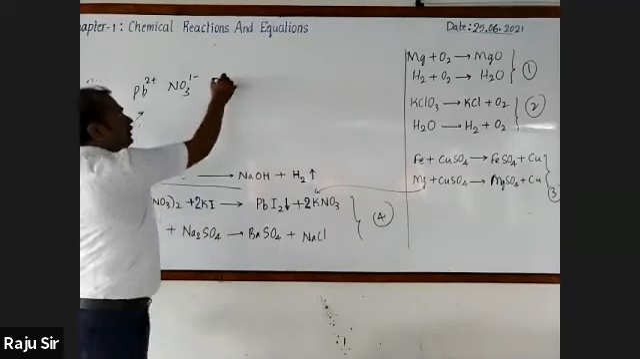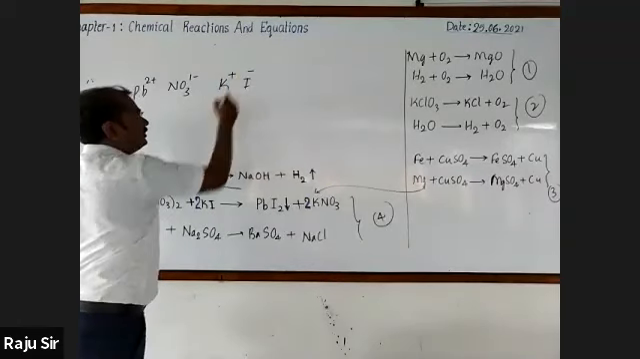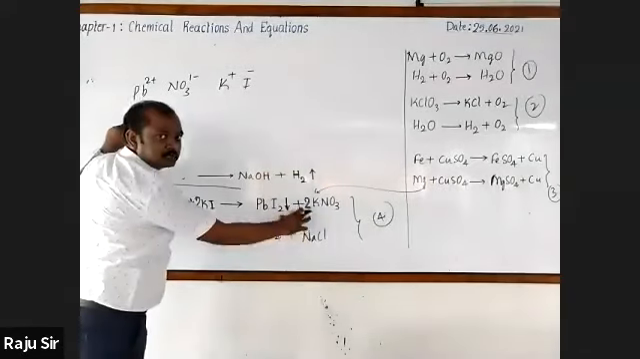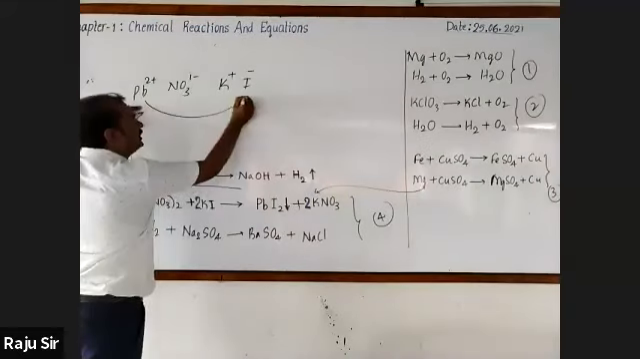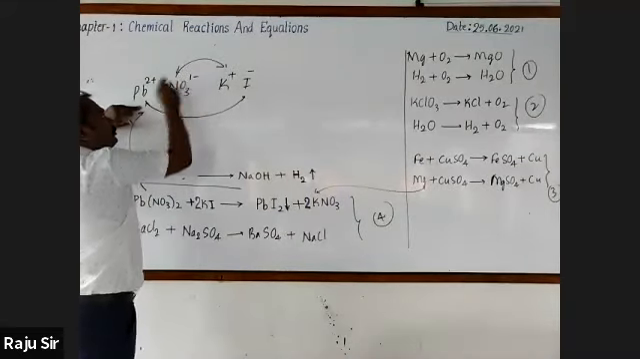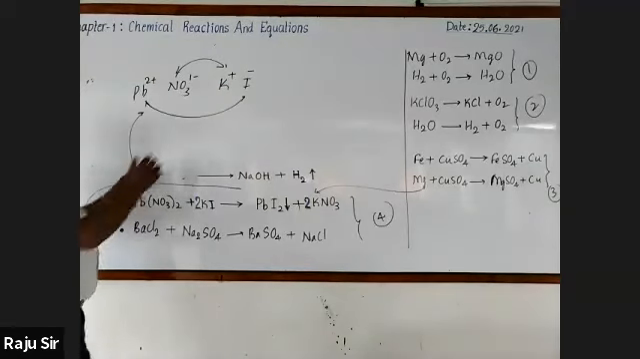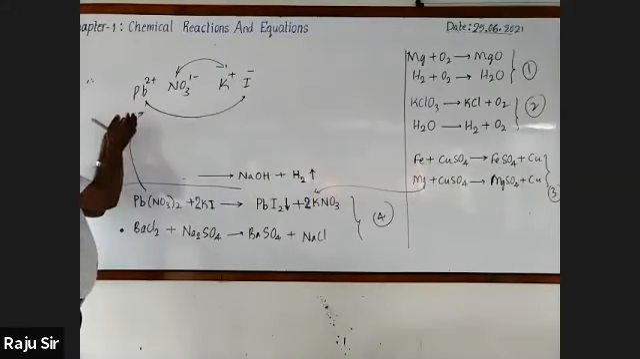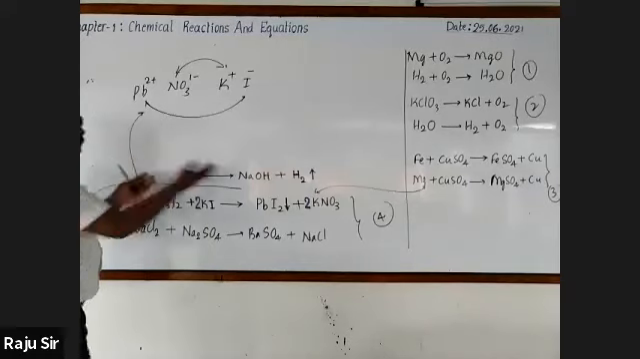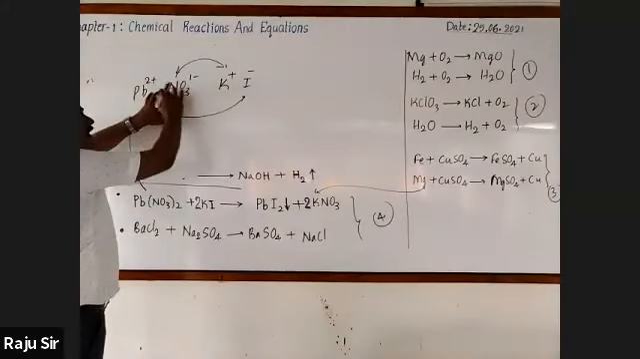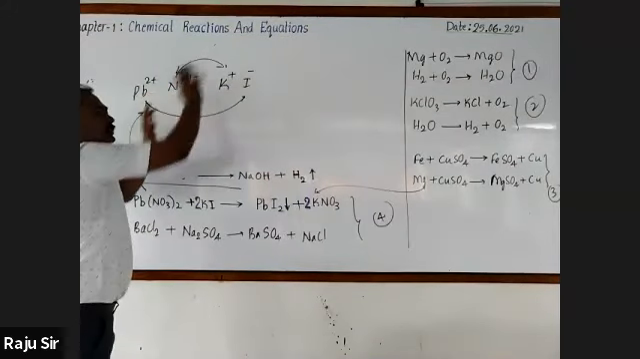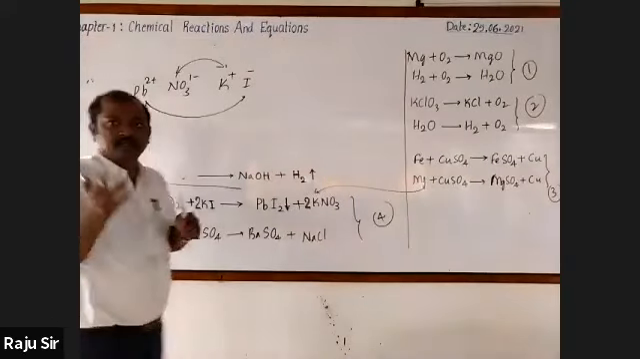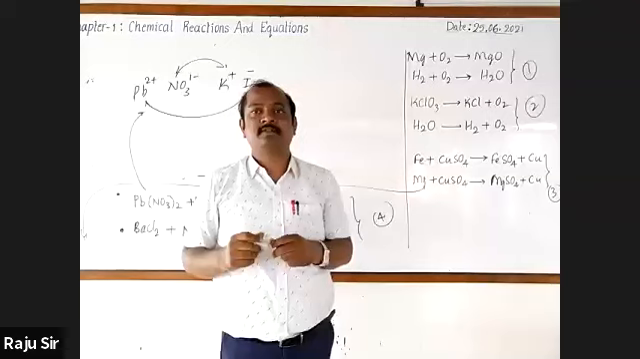Here, potassium ion and iodide ion. These two react with each other and they form two new compounds. And these two new compounds are formed by mutual exchange of ions. Look here, the iodine present in this compound will be given to the lead, so we get lead iodide. Similarly, the nitrate ion is transferred to this group and we get potassium nitrate. Mutual exchange is taking place.